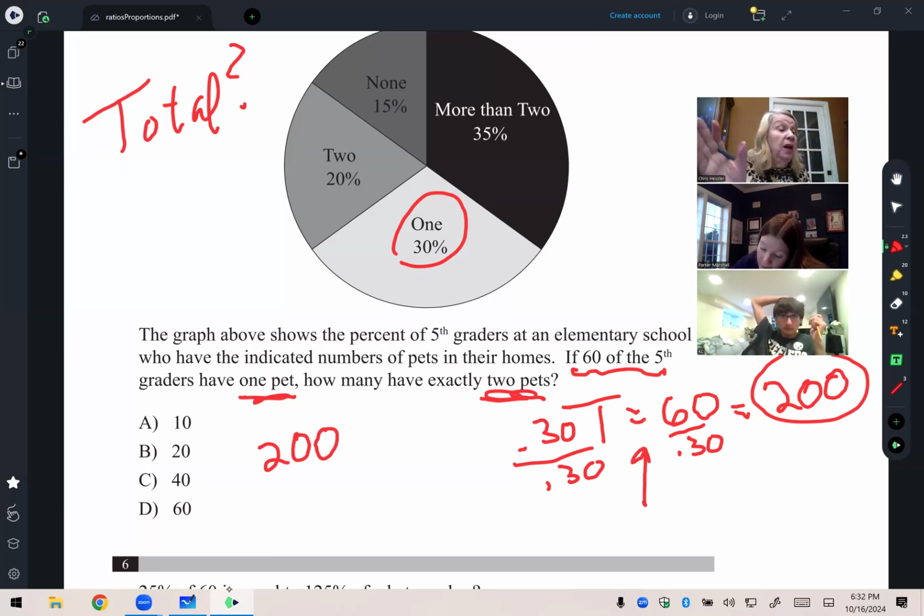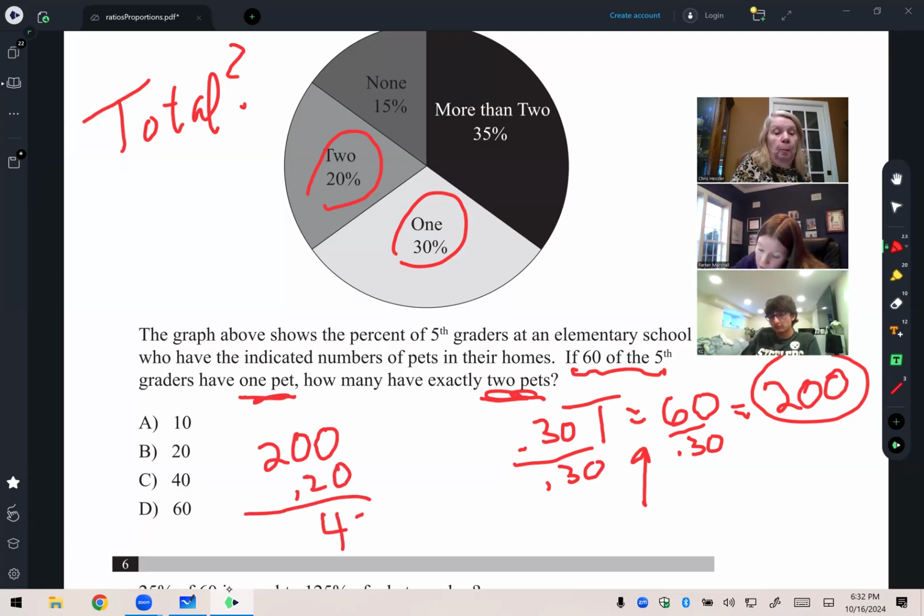I know. You might get some simple percents and then a couple tricky ones. So this will be 200, and I'm taking 20% of it. And so I'll come out with 40 children have 2 pets. So does that make sense? We're good?